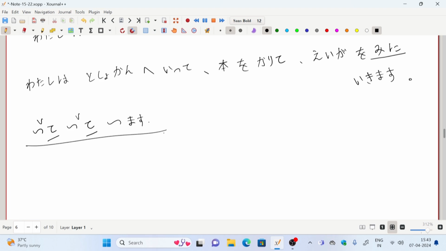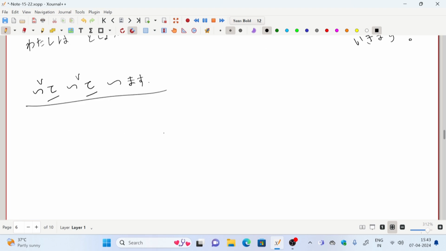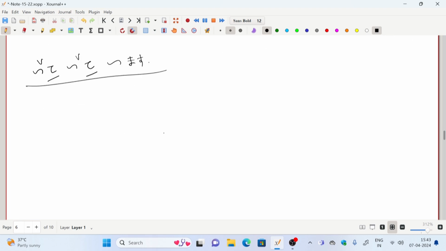I wake up at 6 o'clock, then I take the shower, then I cook breakfast, and then I go to the school. So let's write it. I wake up at 6 o'clock. So 6 o'clock will be watashi wa rokuji ni okimasu. Watashi wa rokuji ni okimasu.